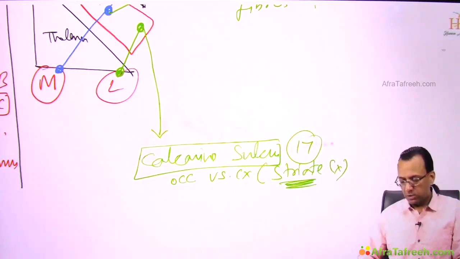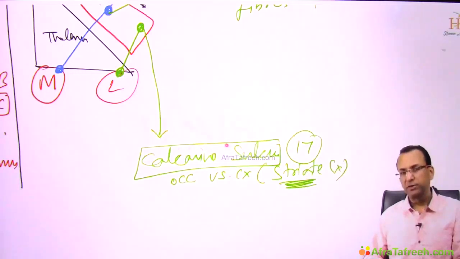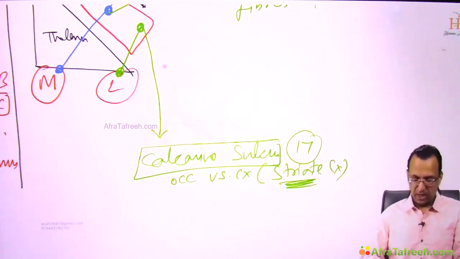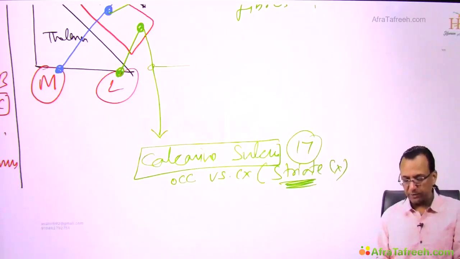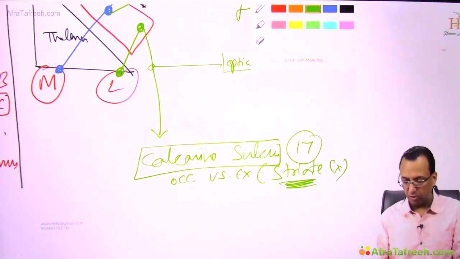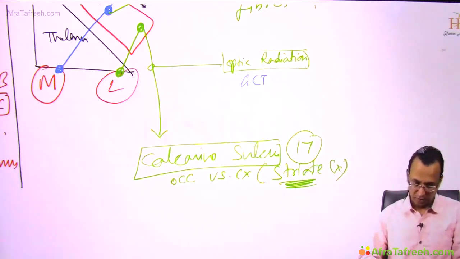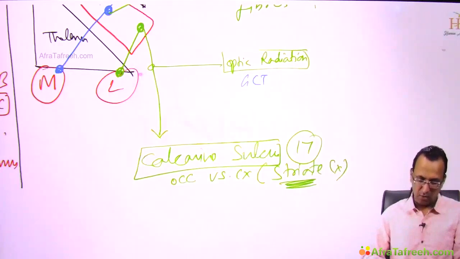So this is area number 17, the area of the calcarine sulcus, the occipital visual cortex or striate cortex, because there are striations of Gennari here. What is this pathway? That is the optic radiation. What is the other name? It is also called the geniculocalcarine tract. Why? Because it comes from the lateral geniculate body and goes to the calcarine sulcus.